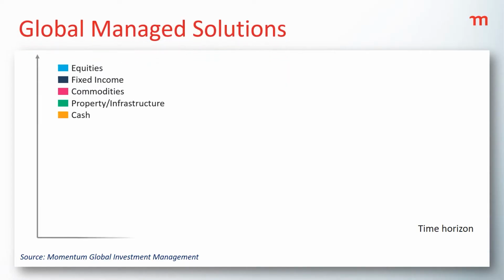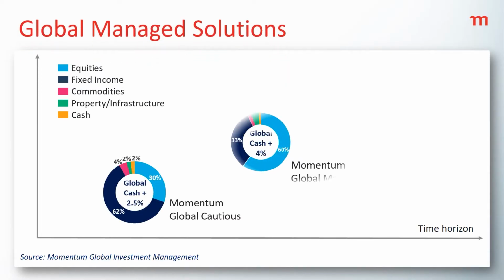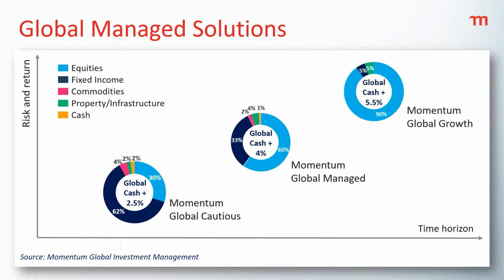And here they are. The Cautious Fund is our lowest risk fund, unsurprisingly, with a strategic weight of 30% in equities, 62% in fixed income, and the remainder in a mixture of commodities, real assets, and cash. As it's the lowest risk fund, the return target is also lower at cash plus 2.5% per annum, and it has the shortest recommended minimum holding period of 3 years.